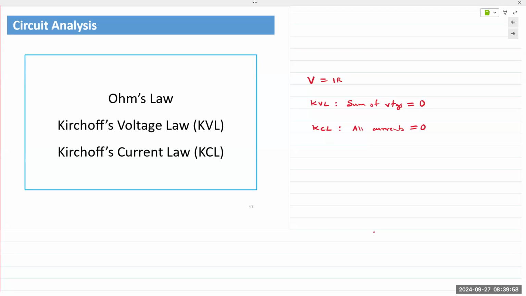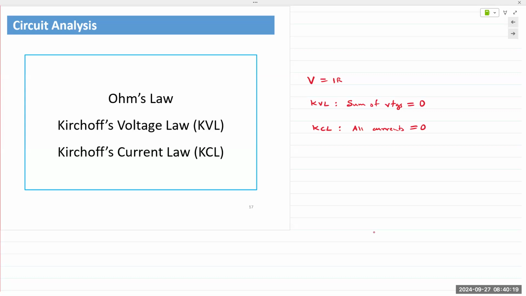Now, I'm assuming everyone has their own favorite way of applying KVL or KCL. KCL is rather straightforward. For me, all I do is I take all the currents entering a node equals to all the currents leaving a node. And that's it. That's the easiest way that I know of, and that's what I use.